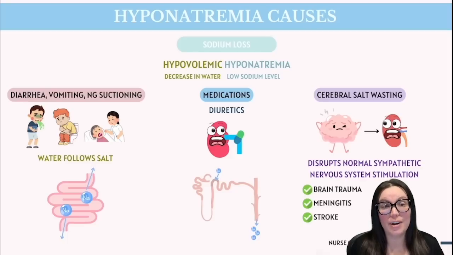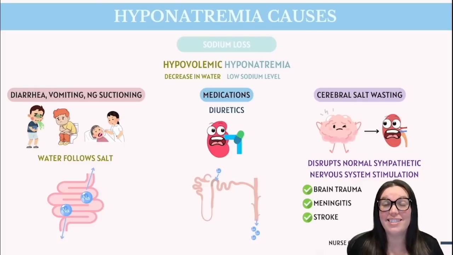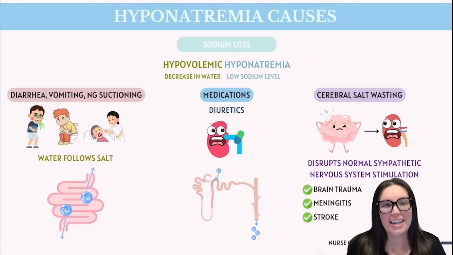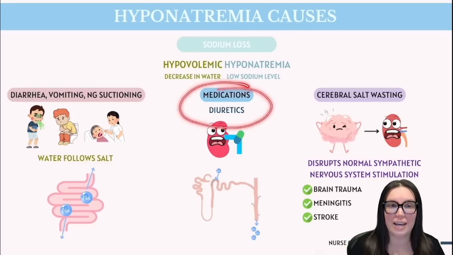The second category is hypovolemic hyponatremia, which happens when there's a decrease in total body water, but a significant decrease in total body sodium. You're often going to see this condition in situations like diarrhea, vomiting, and NG suction, where the cells lining our gastrointestinal tract are going to pump sodium into our digestive juices. But here's the catch. Instead of reabsorbing that sodium, it's ultimately going to be lost when the digestive contents are expelled from the body. We also have situations when it comes to diuretic medication.